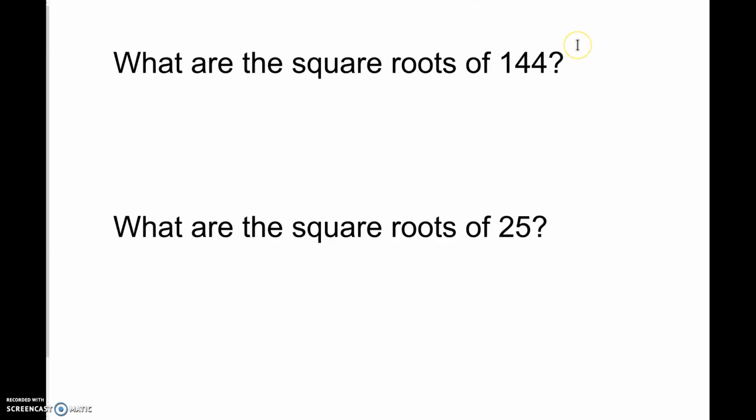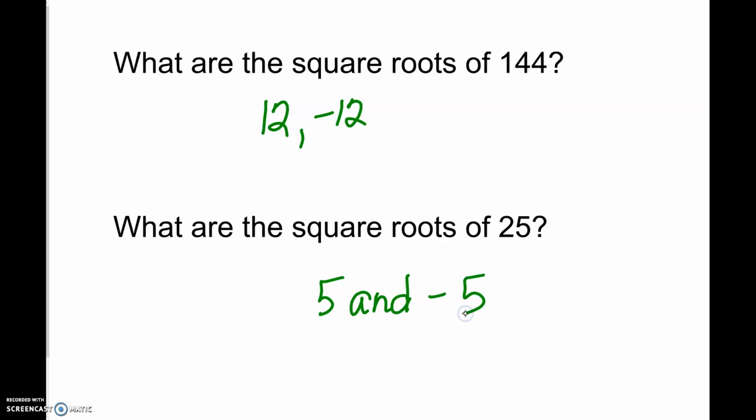So what are the square roots of 144? What number times itself gives you 144? Well, we can do 12 times 12, and remember we can take negative 12 times negative 12. So what are the two square roots of 25? Well, they are going to be 5 and negative 5.